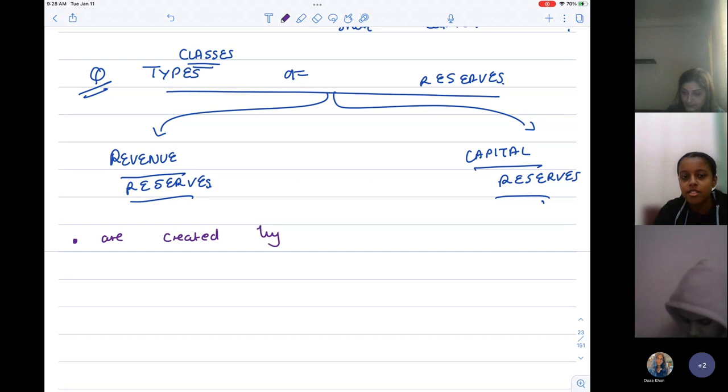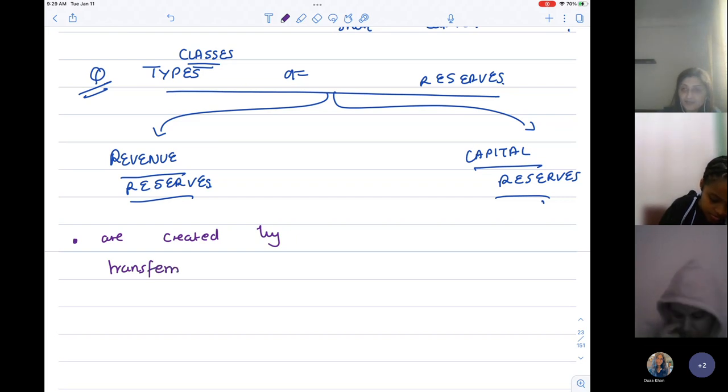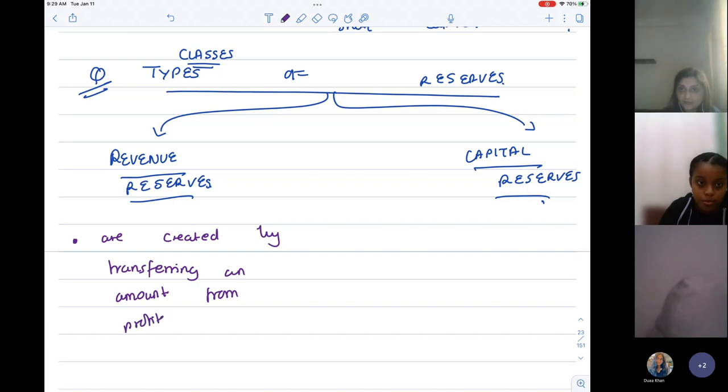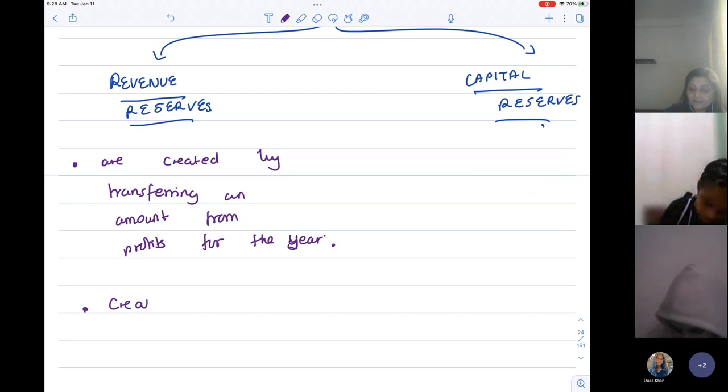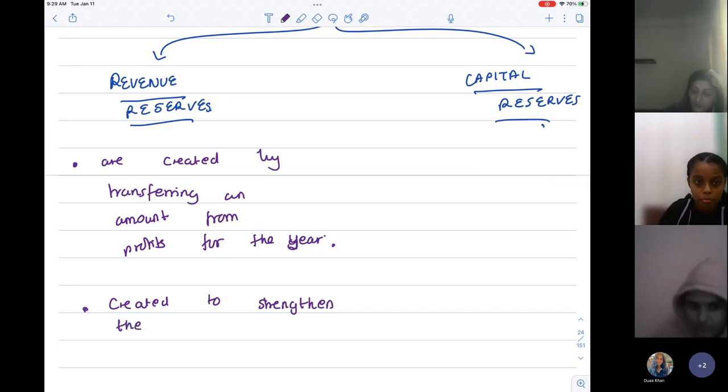Income from trading. Yeah. So these are reserves that are created by transferring an amount from the profit for the year. They are created by transferring an amount from profits for the year. They are created to strengthen the financial position of the company.